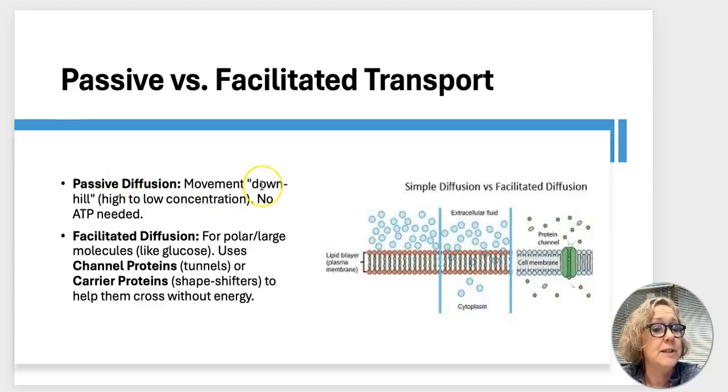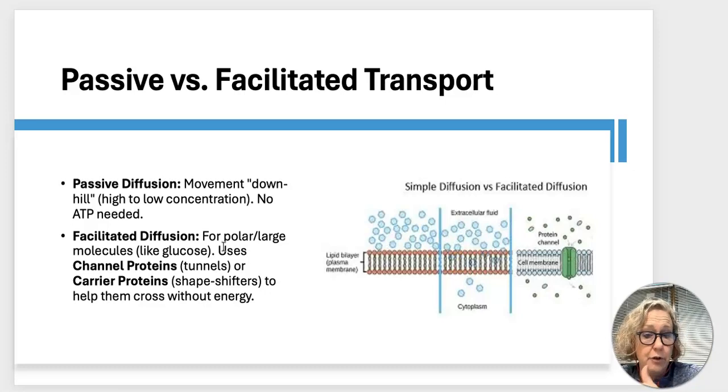Passive diffusion moves downhill from a high concentration to a low concentration. This is just basic diffusion. You should have learned it last semester. It's like a stinky smell, and everybody gets to be part of it. You put a drop of water in a beaker and it's going to diffuse, right? It's moving from a high concentration to a low concentration. No ATP is needed for this, right? Just magic.